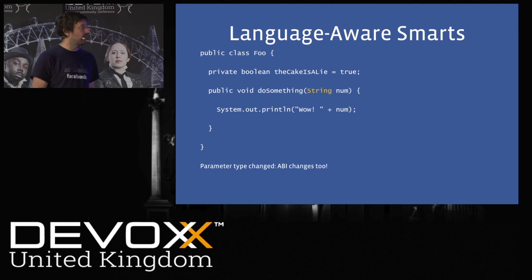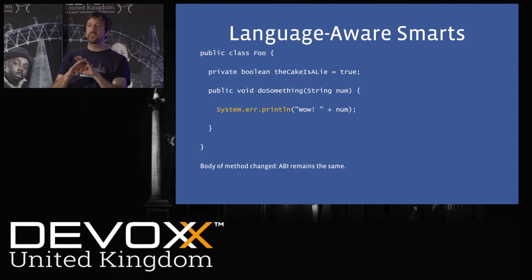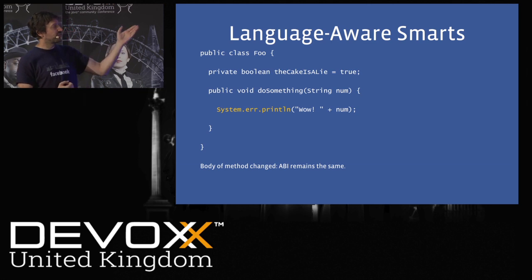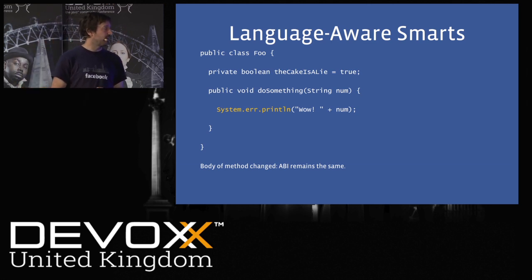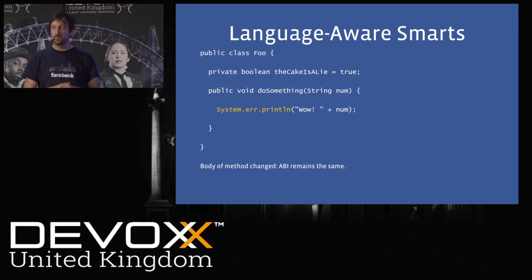doSomething, string, we've changed the parameter type now. The parameter type has changed. That has caused the signature, the ABI, to have changed. And so a recompilation is required of everything that's there. And finally, we realized that we shouldn't be logging to standard out. Logging to standard out is obviously a terrible mistake. We should all be logging to standard error. So we've changed the body of a method, standard error, println, the ABI remains the same. That doesn't contribute, right? So that's one of the reasons why you can drop in a new updated point release of a jar and everything works, right? You don't need to recompile everything, it just happens.